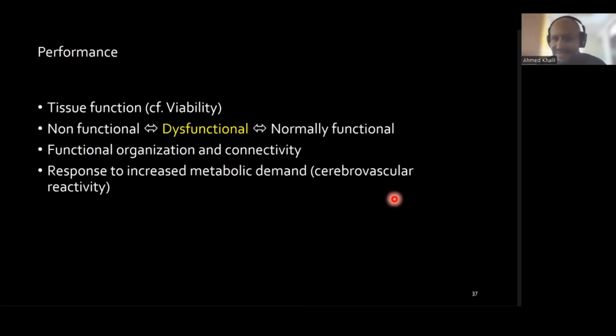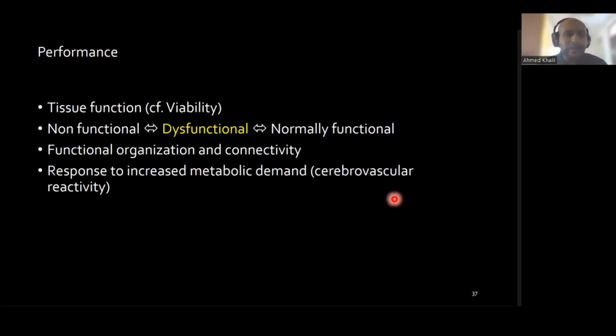So I'm just going to spend the last few minutes talking about performance. What I mean when I talk about this last P, performance, is really the function of the tissue. This is different to tissue viability, which is something that maybe diffusion-weighted imaging tells you more about. It's really about, okay, this tissue might be viable, but is it functioning normally, or is its function somehow disturbed? And this can mean, again, a whole host of different things.